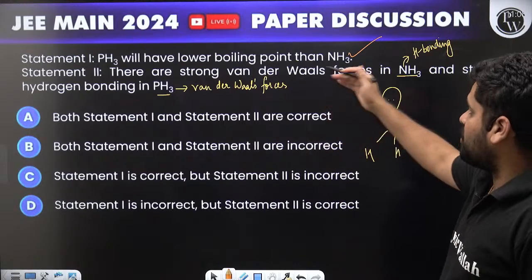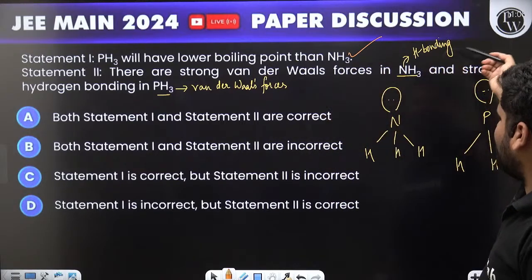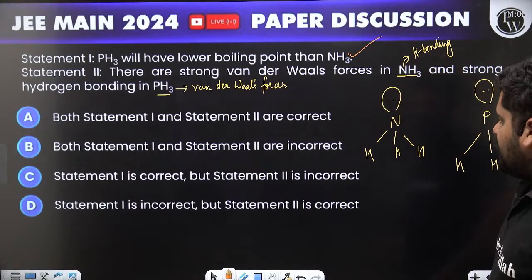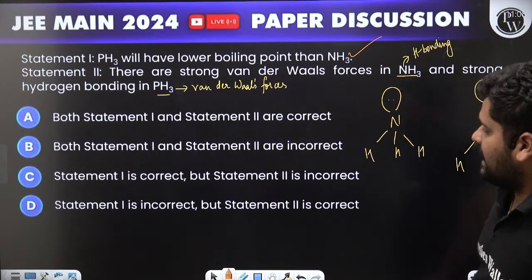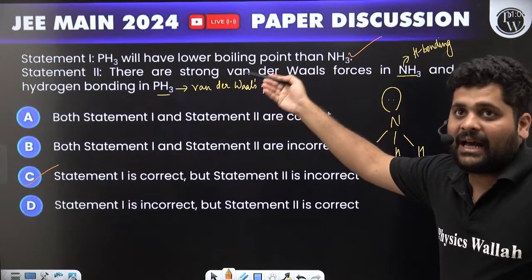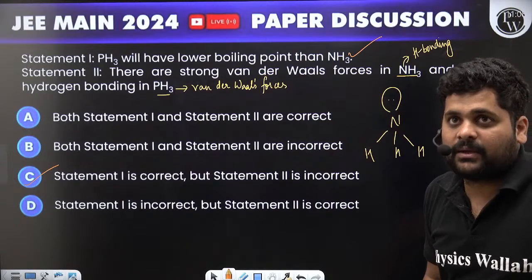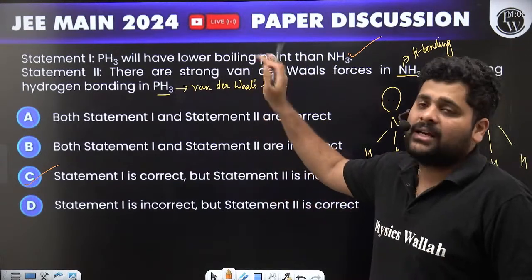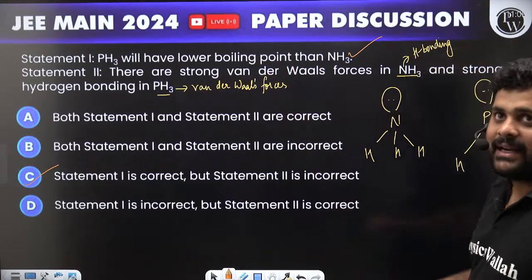Next, there are strong van der Waals forces of attraction in NH3, which is wrong. So statement 1 is correct, and statement 2 is incorrect. The correct answer is going to be option C. Okay, PH3 obviously would have lower boiling point than NH3, right? So by mistake I had read it as PH3 will have higher boiling point. Okay, right, very good, very good.